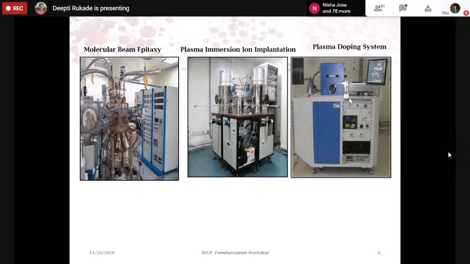Now, recently we have also purchased a new plasma doping system, which is now in use, and we are still setting the baseline recipes. So this is also used for implantation purposes.